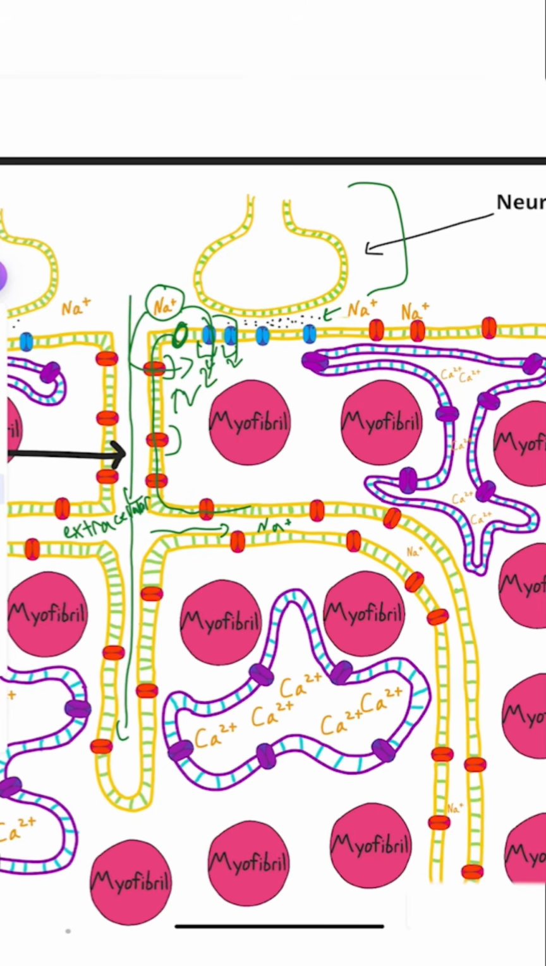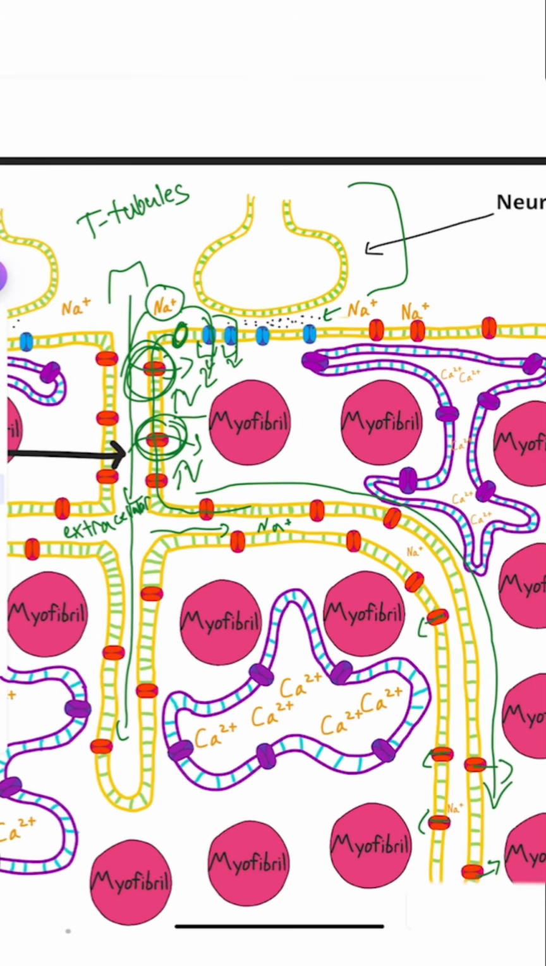Notice how these red channels line the entire cave. So if our first red channel here opens up, then that's going to raise the voltage in this area, which then will open up the second red channel. Sodium is then going to move through that channel, and that's going to raise the voltage in this area. And you can see how this is going to travel down the entire length of the cave. And the caves, by the way, those are called T-tubules.